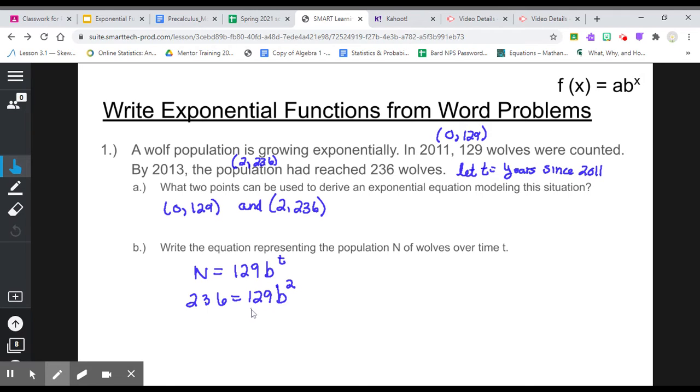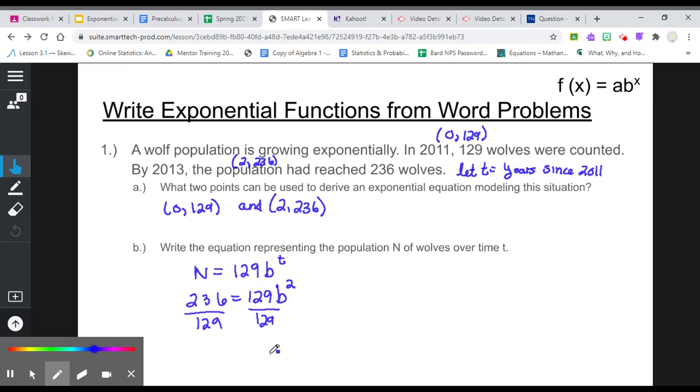We're going to get B by itself, so we're going to divide both sides by 129. Now I'm not exactly sure what that is, so I'm going to bring up my calculator and see. Okay, when I calculate it, I see that this fraction doesn't really simplify to anything, so we don't have common terms.